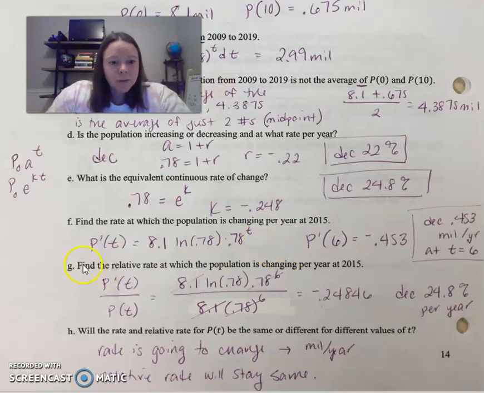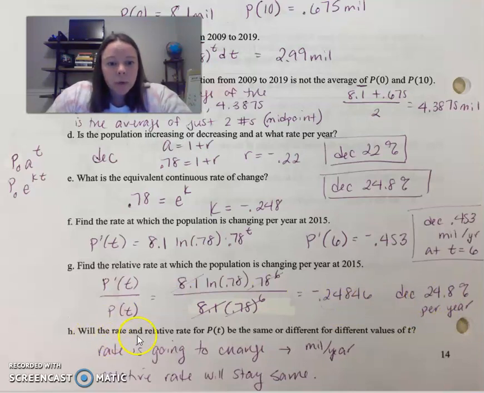And then some more review here. Find the relative rate of change, or relative rate at which the population is changing in year 2015. So remember, this was derivative divided by the function value. So that's what's going on there. And we move the decimal over, write it as a percent.